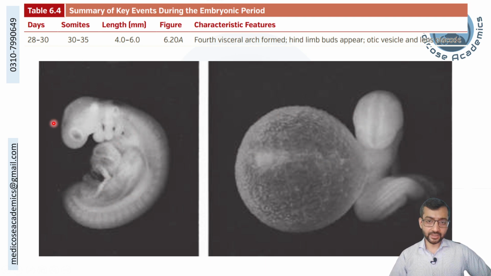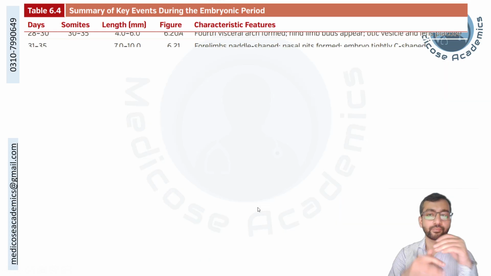And this is the picture from the side, and this is the picture from the front. That's all the same things. The head region, here is the heart, and here is the tail region, and here is a so much big yolk sac still there. With time, the yolk sac will regress.